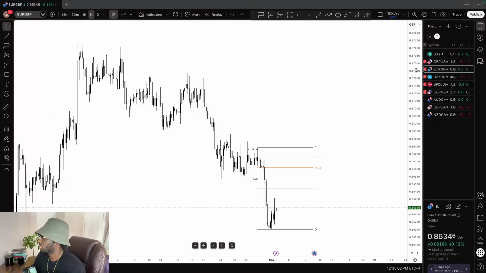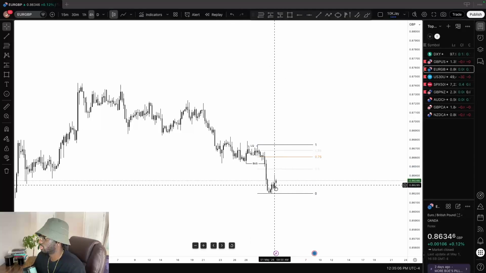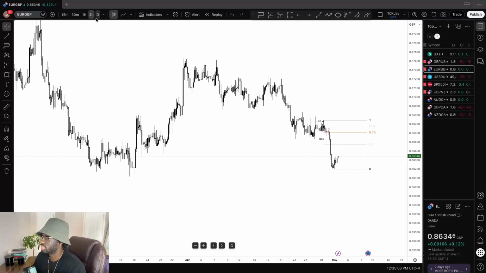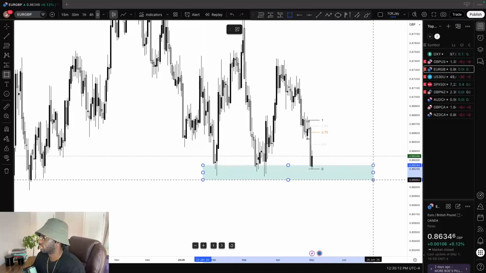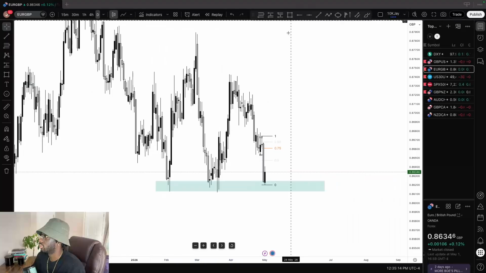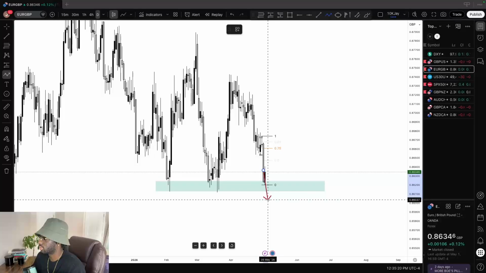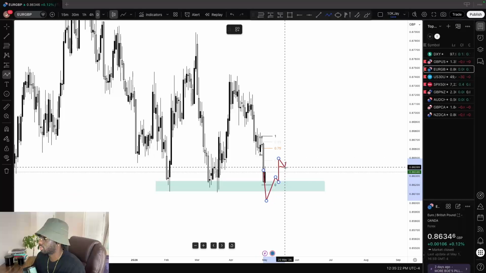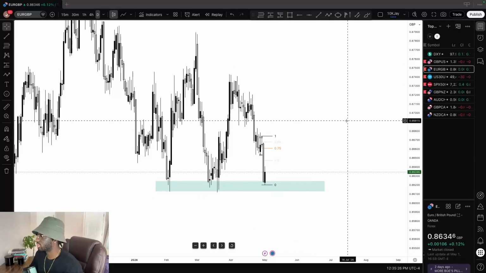Euro GBP, liquidity sweep, break, small retrace to continue down, but we just got to be careful, like I said, with that right there. If this breaks here, it would be more comfortable if price would have broken this and then we had a retrace, but we just got to watch what happens down here.